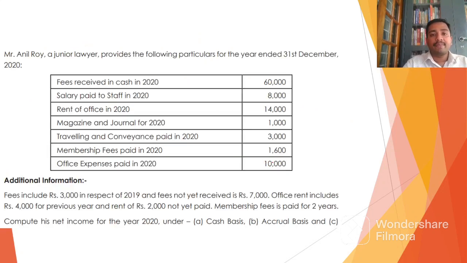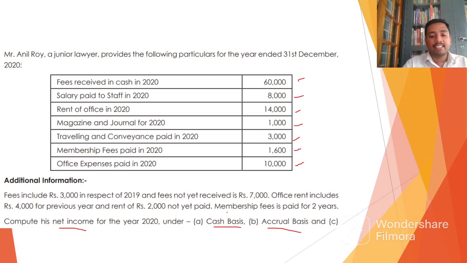Now we are going ahead with an example. There is a question to calculate the value for the net income for the business on cash basis and accrual basis. So let's see the example. The fees received is 60,000, then salary paid to staff 8,000, rent paid is 14,000, magazine and journal fee is 1,000, traveling and conveyance fee paid is 3,000, membership fee 1,600, and office expenses 10,000.